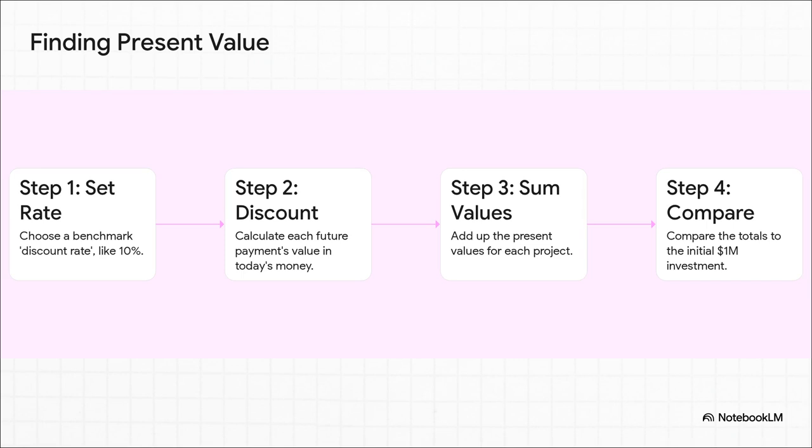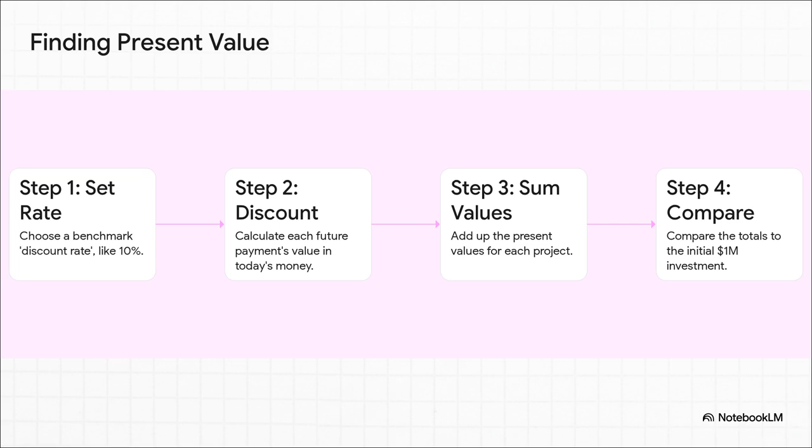Okay, so here's how we're going to do it. First, we need a baseline to compare against, so let's use a discount rate of 10%, the same return as Project 3. Next, for the other projects, we'll take every single one of those future cash payments and use our new formula to pull them back to today's value. Then, we just add up all those present values for each project. This gives us something called the net present value, or NPV.